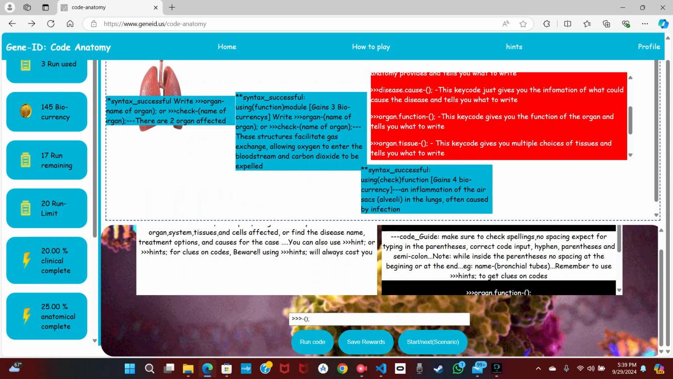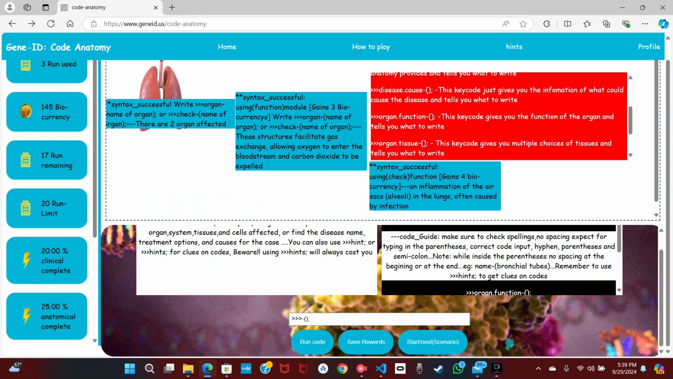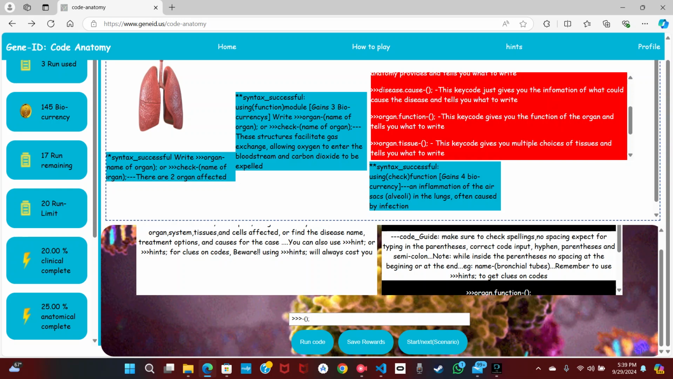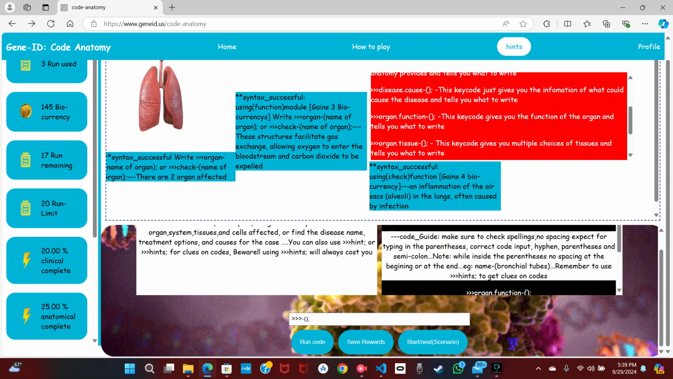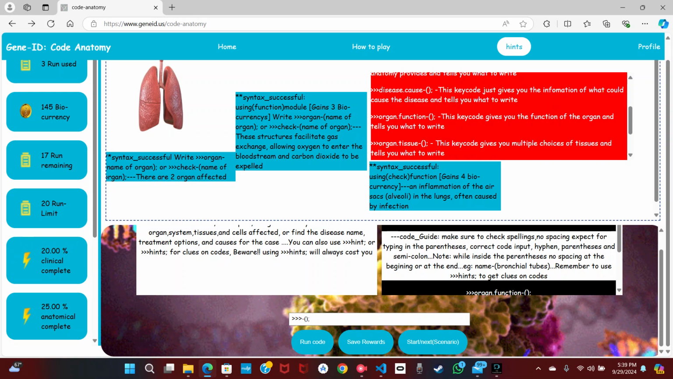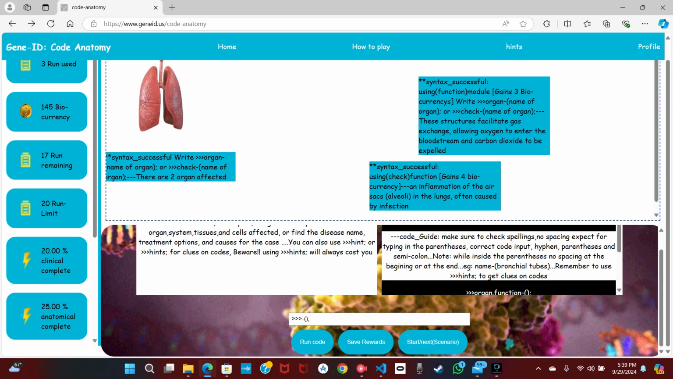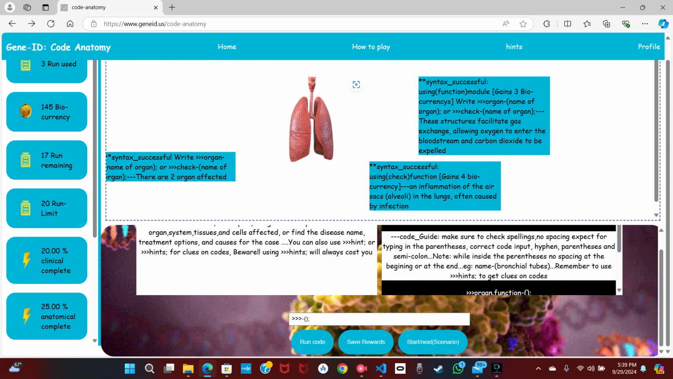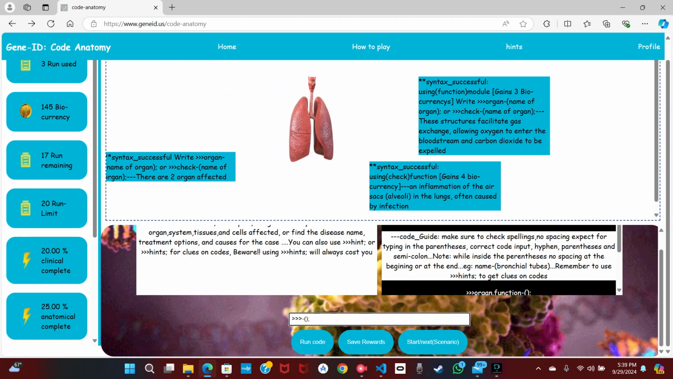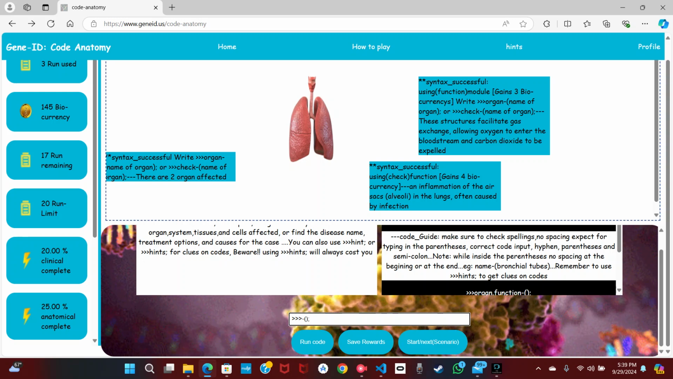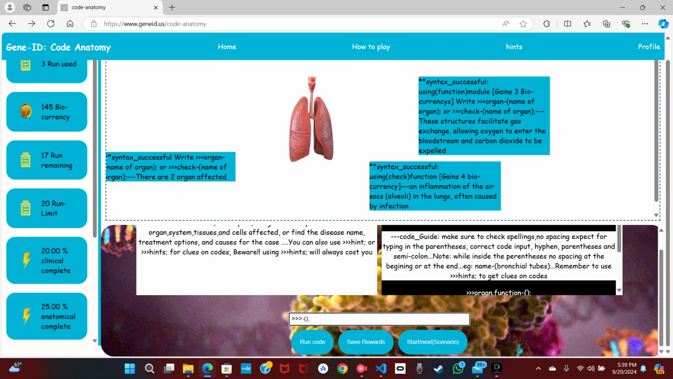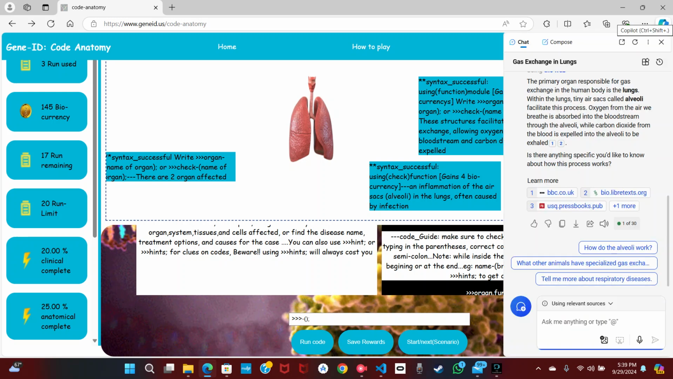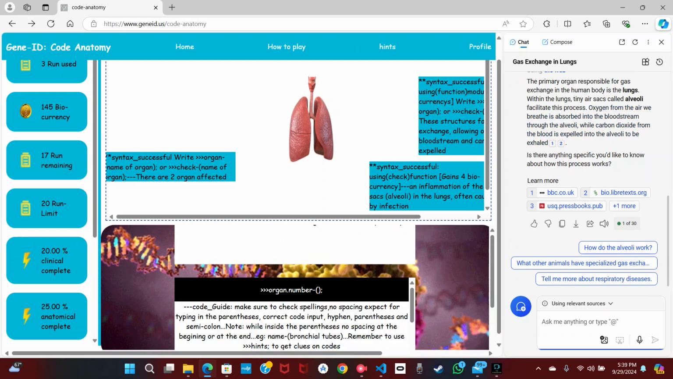So I still have more to go. Remember it says here, two organs affected, so I need to find the second one. I want to close this a little bit so I could have more space here. Let's see. What organ could also be it? Remember it showed alveoli on the prompt. Let's try that and see if it works.